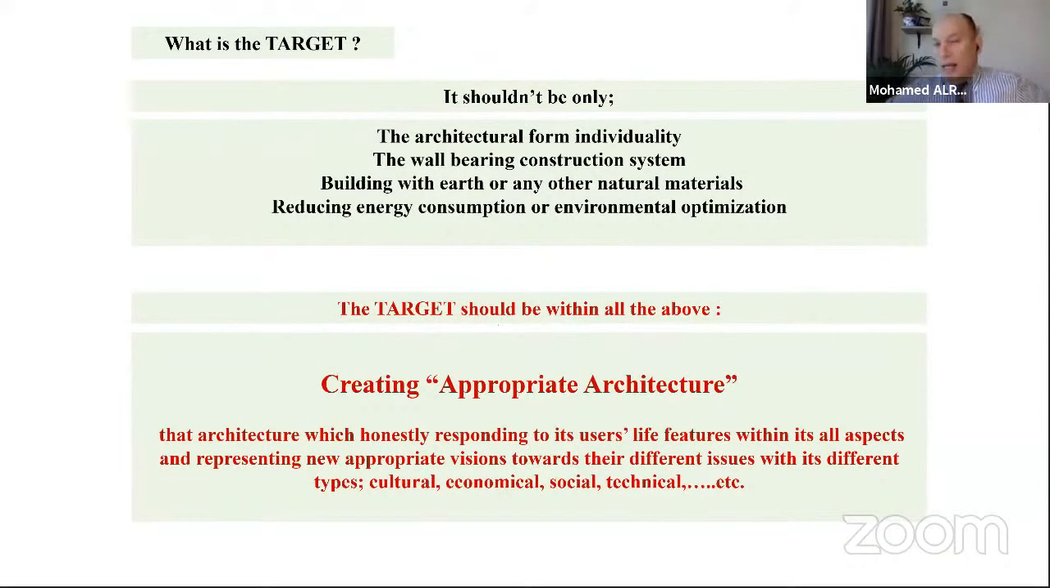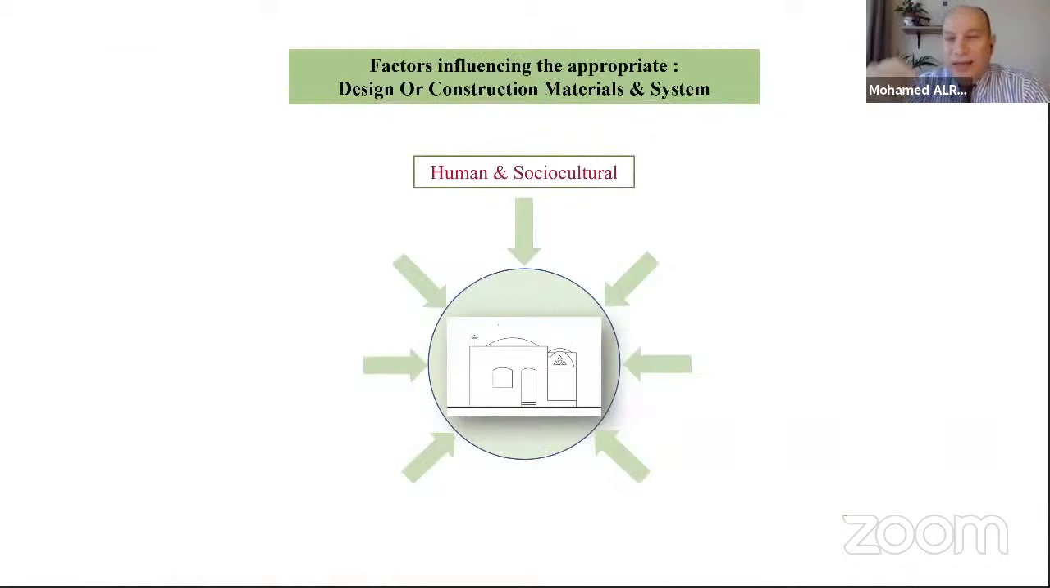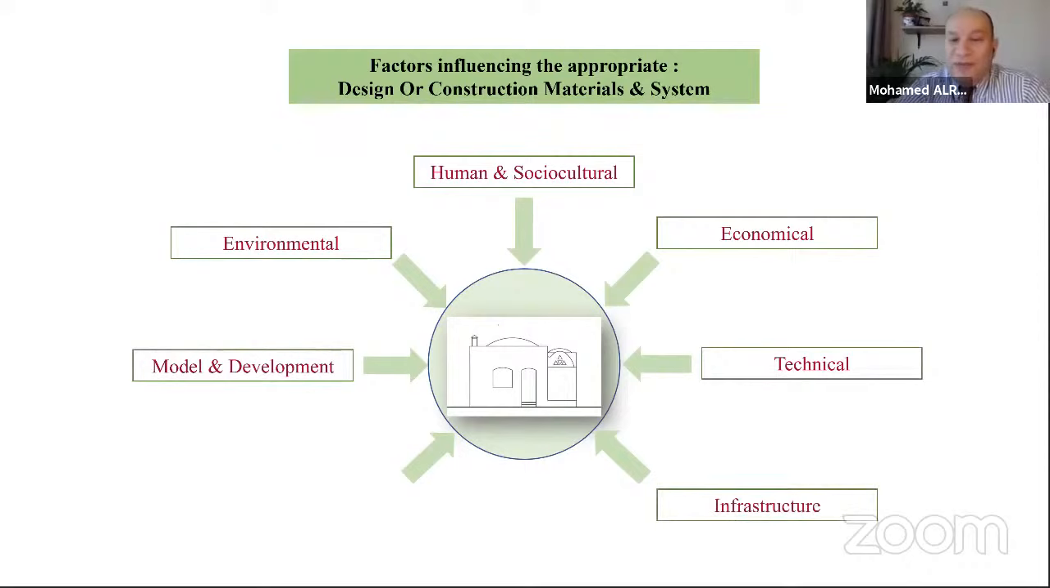I really feel that we, as architects, are like a chess player. He should think about a lot of dimensions and a lot of titles affecting his process. These dimensions controlling the appropriate architecture design, I concluded in these seven titles: the human and sociocultural, the economical, the environmental, the technical, the model and development, and the infrastructure and the legalization. I'm sorry, I'm not going to explain more, maybe further.